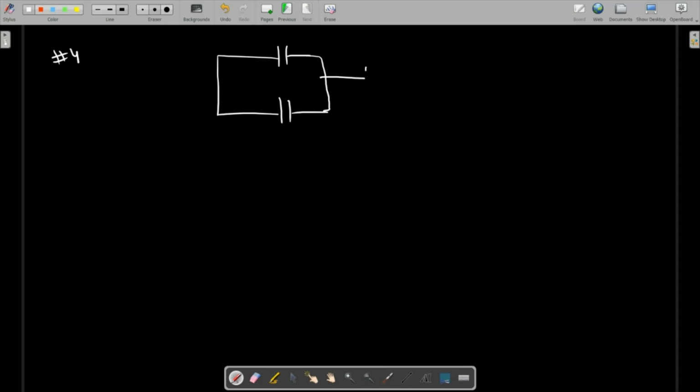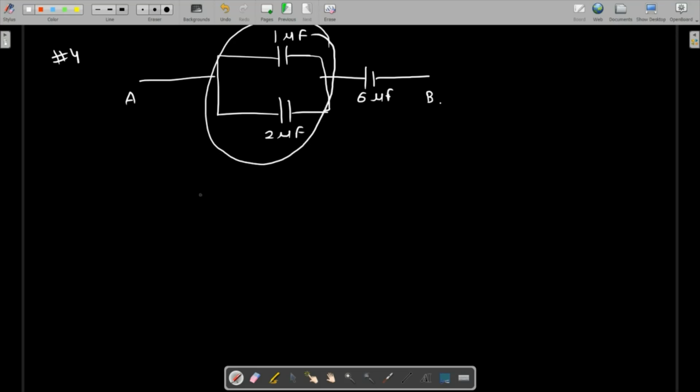These two are in parallel, and it is in series with another one. So this is 1 microfarad, this is 2 microfarad, this is 6 microfarad. We have to find the equivalent capacitance between A and B. So first we find the equivalent capacitance of this, which is in parallel. So the equivalent capacitance is going to be the sum of the individual capacitances.